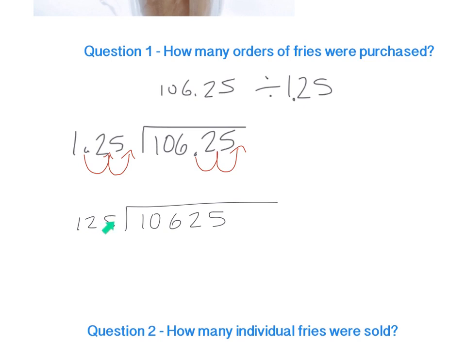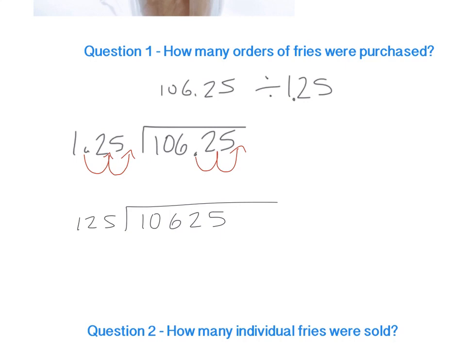Alright, so can 125 go into 1? No. So we don't put anything above that. Can 125 go into 10? No, so nothing goes above that. Can 125 go into 106? No, also not. Can 125 go into 1,062, stopping at that fourth place? Yes, it can. The question is how many times?